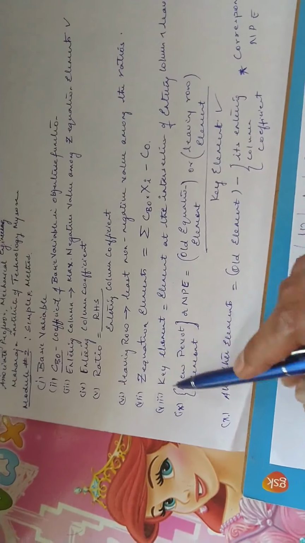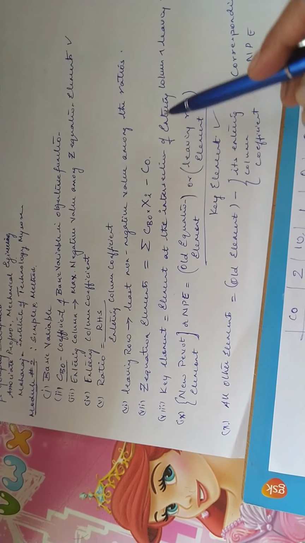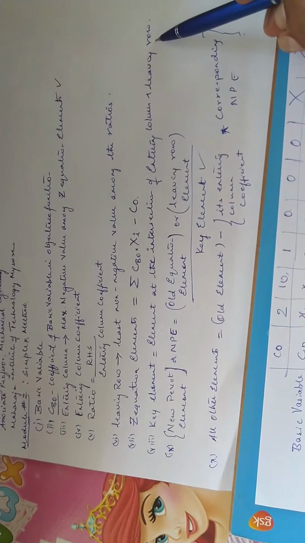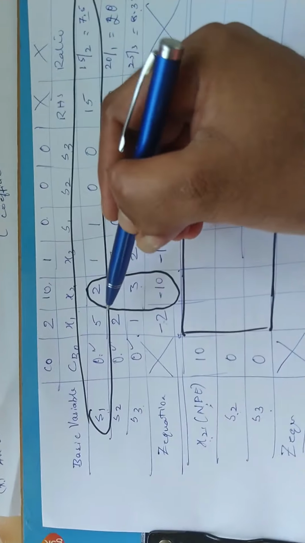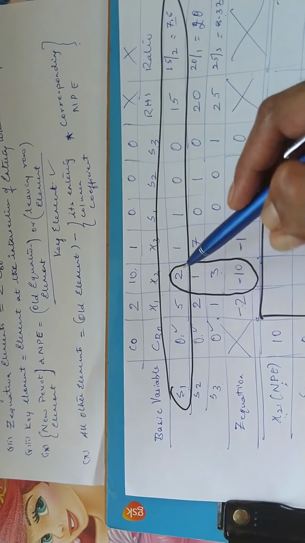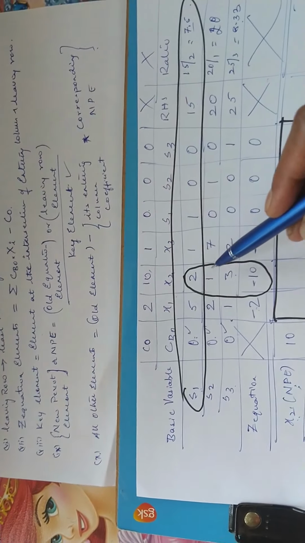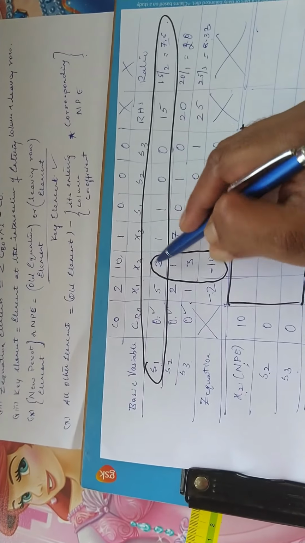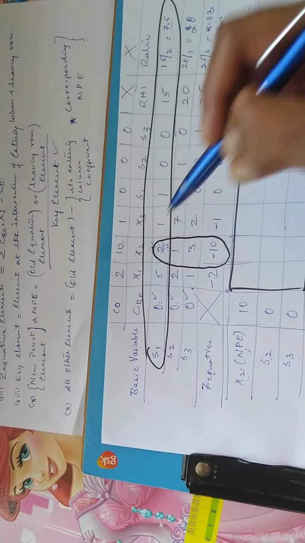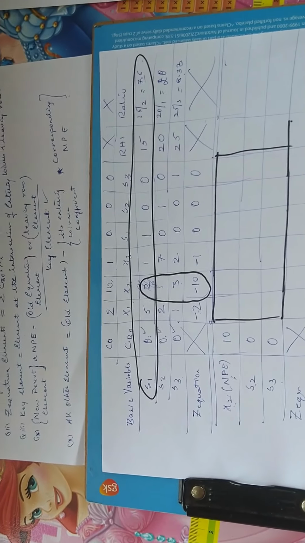The key element is basically defined as the element which is at the intersection of the entering column and the leaving row. So here in the first table, the key element is identified as the element at the intersection of the entering column and the leaving row, so that value is 2. Therefore, this 2 is called the key element.